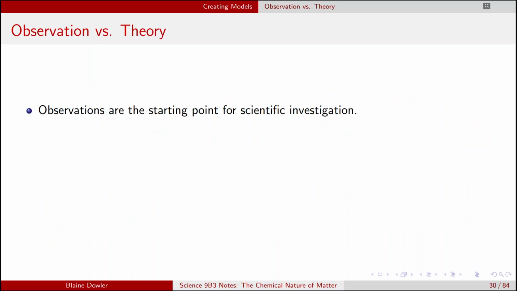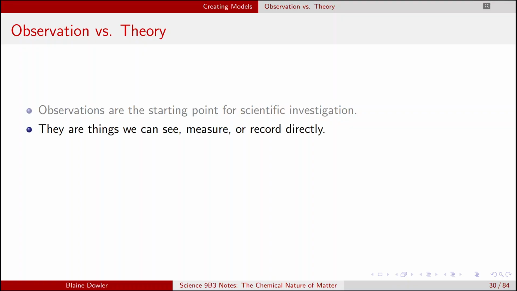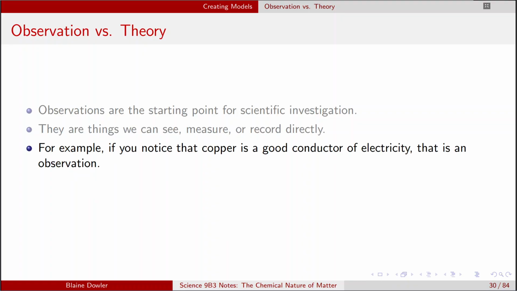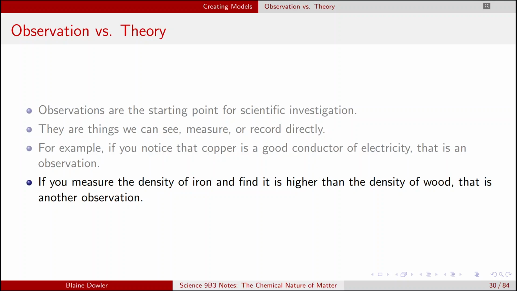Now, observations versus theory. Observations are the starting point for scientific investigation. They are things we can see, measure, or record directly. For example, if you notice that copper is a good conductor of electricity, that is an observation. If you measure the density of iron and find that it is higher than the density of wood, that is another observation.